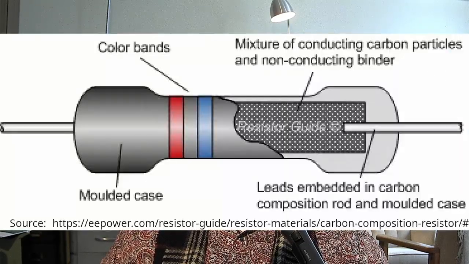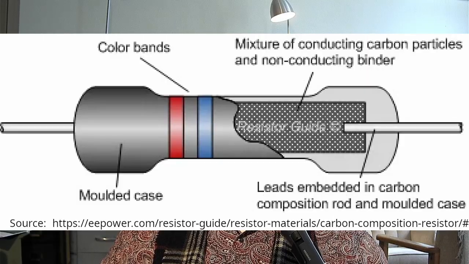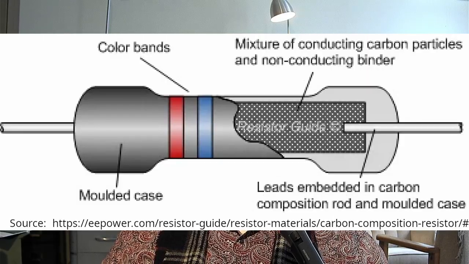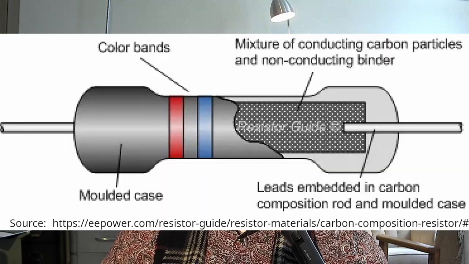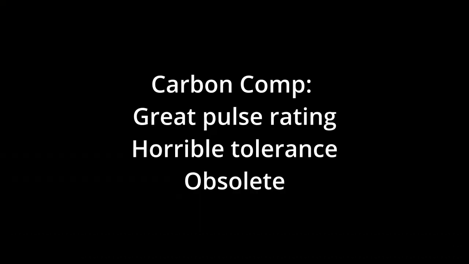Now here's one that's actually obsolete, carbon composition or carbon comp. These, if you can still find them, have excellent pulse rating capability, but horrible precision. You might see as much as a 20% tolerance on the resistance value. I just mentioned those for completeness. As of a couple of years ago, really everyone stopped making them, so you can't buy them anymore unless you're buying new old stock. And for most designs, you're going to want to use stuff that is actively being produced.